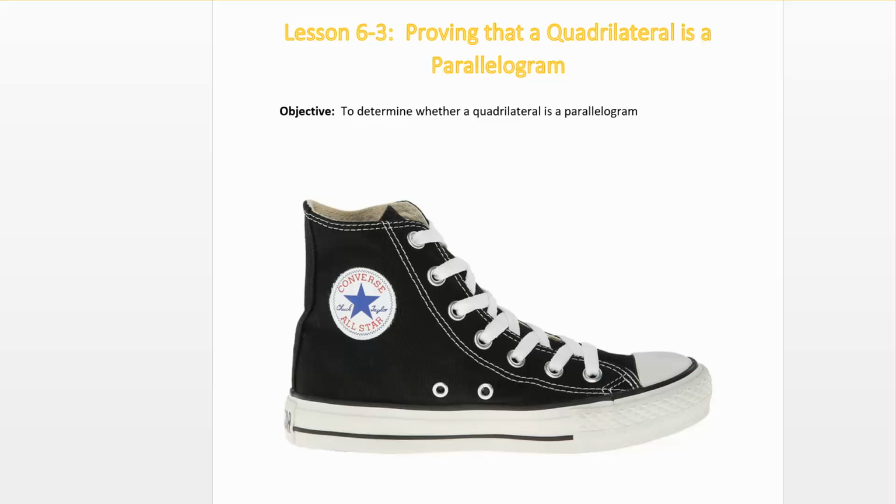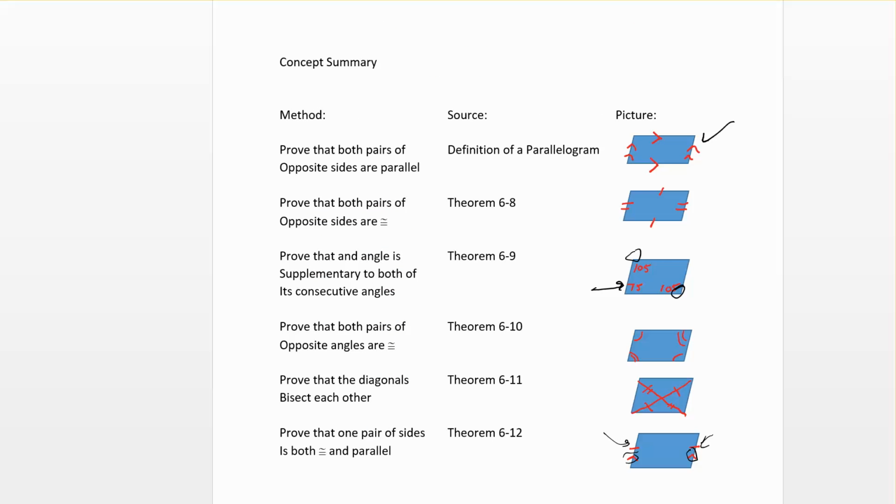Okay, so that's lesson 6.3, proving that a quadrilateral is a parallelogram. And our objective was to determine whether a quadrilateral is a parallelogram. And remember, we had 6 ways to do that. And those 6 ways are given in this summary. And again, if you don't have this in your notes yet, I would encourage you to put it into your notes because there are only 6 ways to do it, and these are the only 6 that we have. The definition of a parallelogram and theorem 6.8 through theorem 6.12.